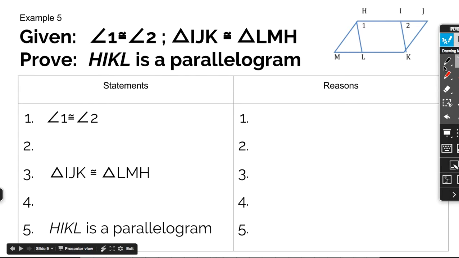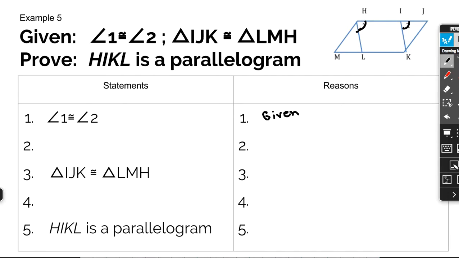All right, so for our final proof, here we're given that angle 1 is congruent to angle 2, and that triangle IJK is congruent to LMH. So starting off with angle 1 is congruent to angle 2, that's given. And what I want to do is figure out how to do this. If I have these two, this one is inside the parallelogram that I'm trying to prove. This one's outside, so this angle doesn't help me much.